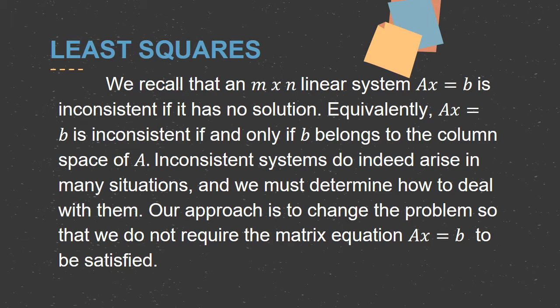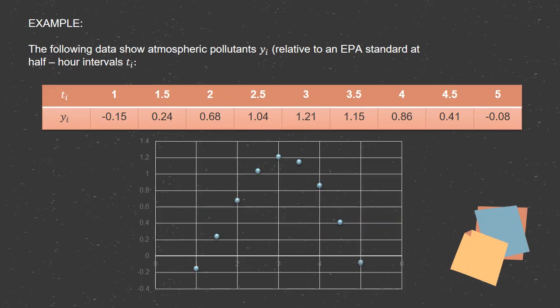Our approach is to change the problem so that we do not require the matrix equation AX = B to be satisfied. For our example, the following data show atmospheric pollutants y relative to the EPA standard at half-hour intervals t sub i. Here's our table, our data for t sub i and y sub i.